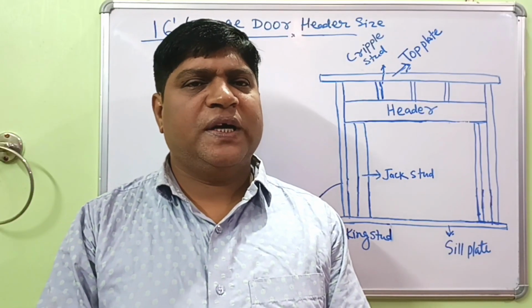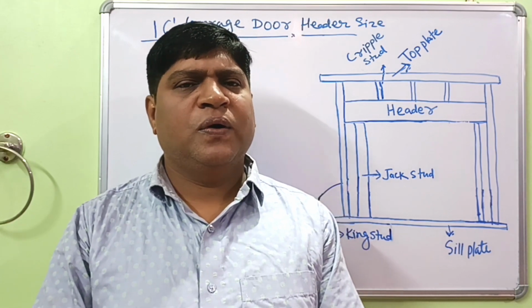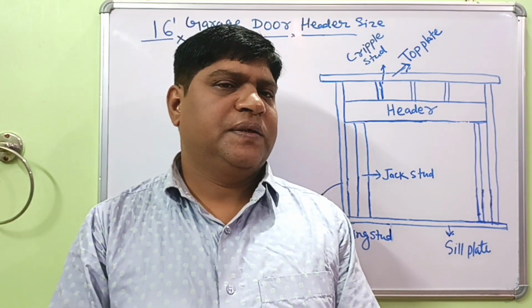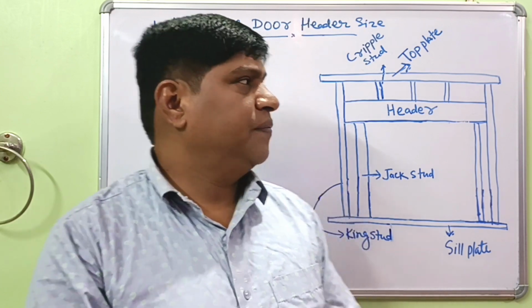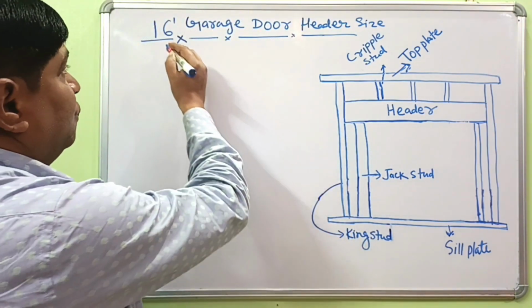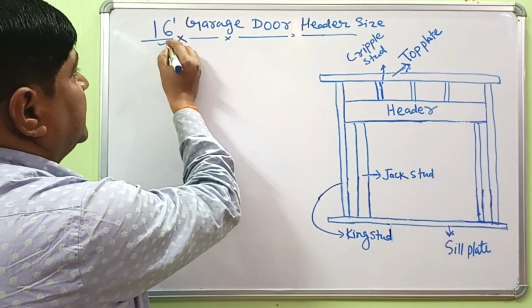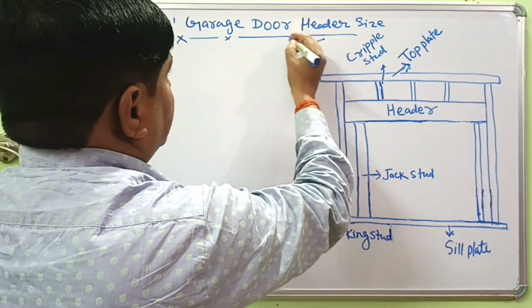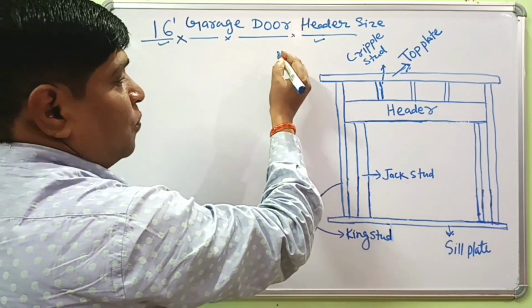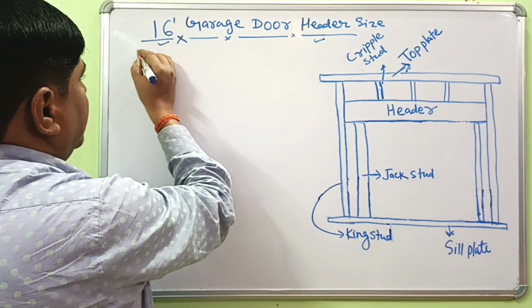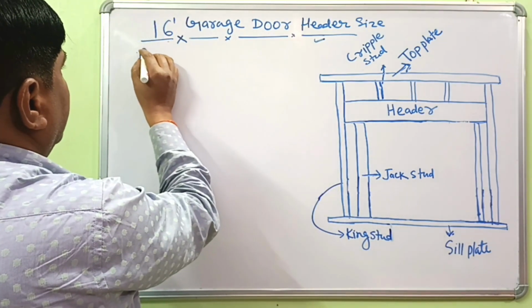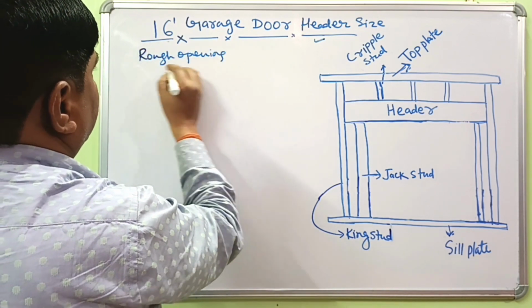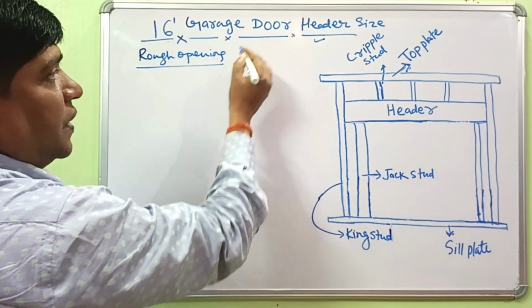Today in this video we are talking about what will be the correct header size for installation of a 16 foot garage door. If your garage door width is about 16 foot, what will be your correct header size and what will be the rough opening? In this video we are finding the rough opening for installation of a 16 foot garage door.